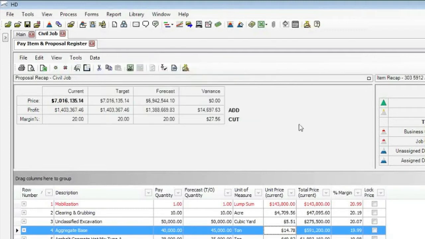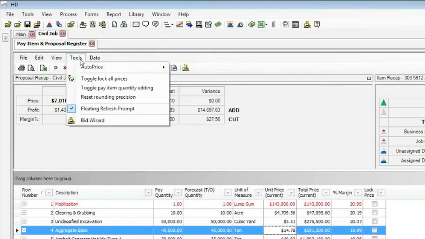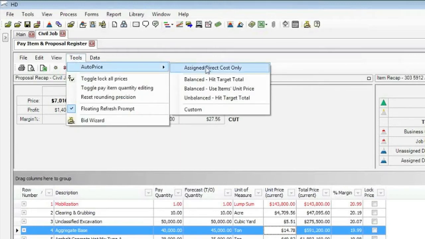In other words, spread my overhead and my profit proportionately over all of my items, not worrying about these overruns and underruns. But Hard Dollar has a second option under that tool's menu, where under auto price I can decide to unbalance to hit the target total. Let's take a look at what happens when I select that.